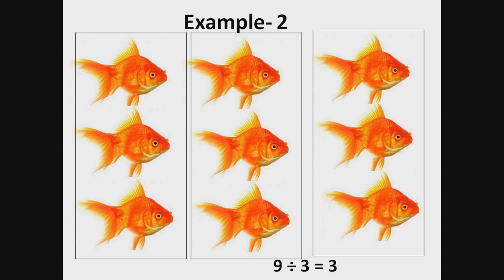Let's take another example. In this example, you can see on the screen there are 9 fishes. If we divide them equally, we get 3 fish in each group. This means 9 divided by 3 is equal to 3.